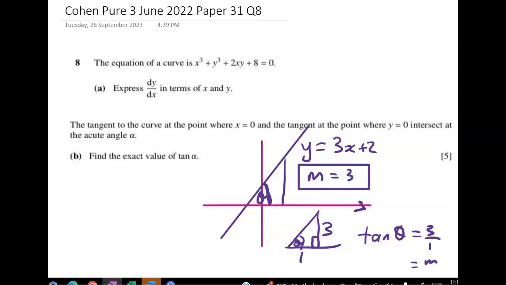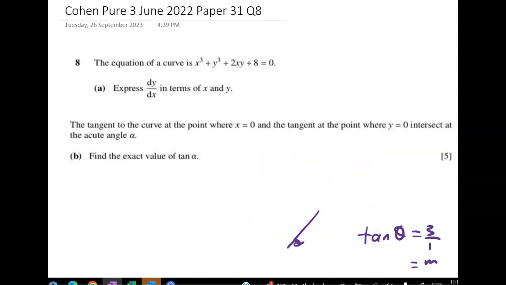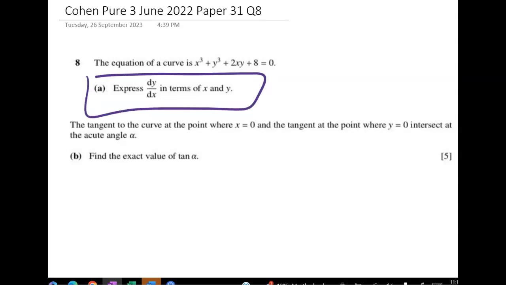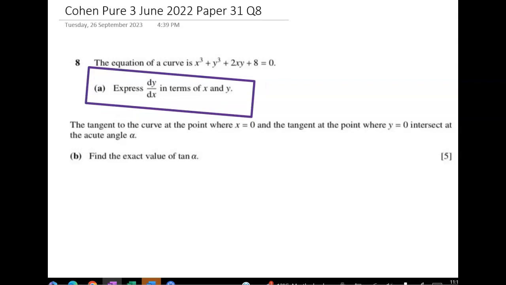And if you remember that, that's the key to the second half of this problem with a little bit more complication, obviously. Okay, so the first part is a pretty straightforward implicit differentiation question. We have to express dy by dx in terms of x and y. Now, often in the Cambridge exams, they give you the gradient that you're heading for. In this case, they just want you to do it, but it's pretty straightforward.